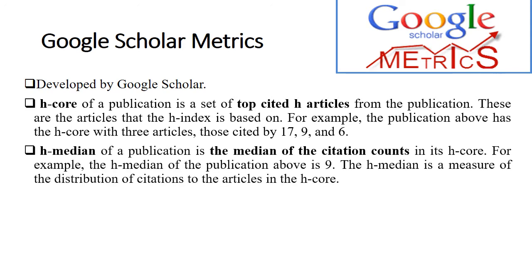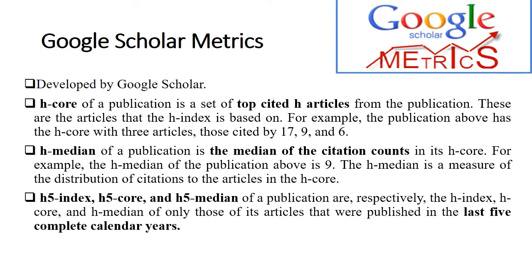The next metric is H-median. H-median is the median of the citation counts in the H-core. Here we have citations of 17, 9 and 6. We need to consider the median of these 3. Since n is equal to 3, (3 plus 1) by 2 is 2, so the second one, which is 9, would be the median. The H-median is basically a measure of the distribution of the citations to the articles which form the H-core. So you'll be able to get an idea about that.